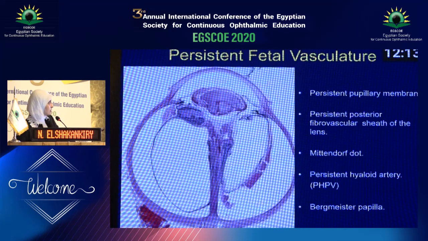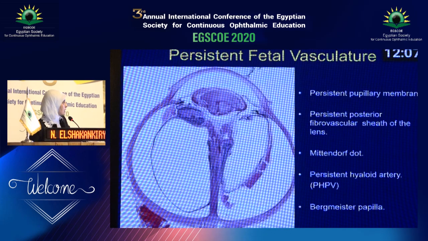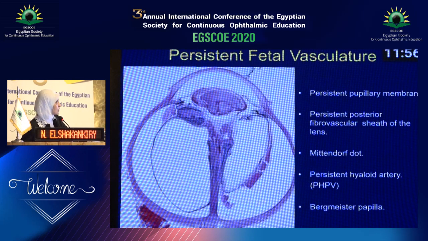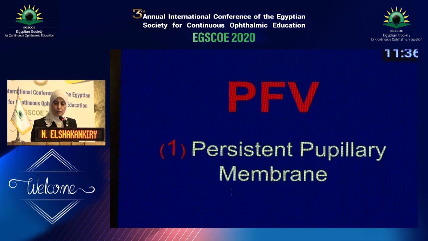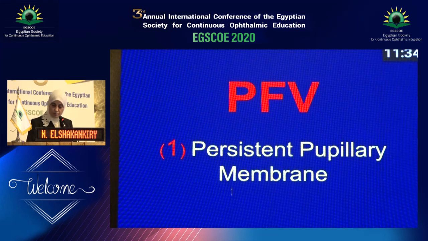So, if the anterior tunica vasculosa lentis is present at birth, this is called persistent pupillary membrane. If the whole posterior tunica vasculosa lentis is present, this will clinically be termed persistent posterior fibrovascular sheath of the lens. If only the anterior stump of the hyaloid artery remains, this is called Mittendorf dot. If the whole hyaloid artery is present, this will be the persistent hyaloid artery. And if only the posterior part of the hyaloid artery is present, this is termed clinically Bergmeister papilla. So the first type is persistent pupillary membrane.